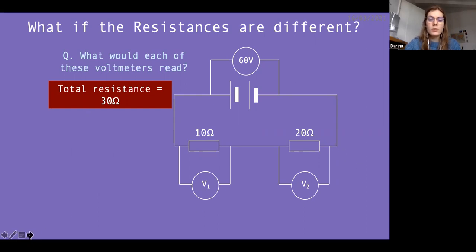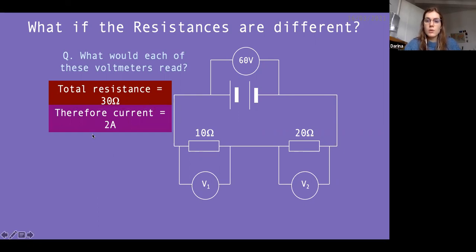So first you work out the total resistance, that's 30 ohms. Therefore, the current equals 2 A. Remember, you're using your triangle, you're working out your current, that's going to be V over R. So V 60 over 30 equals 2. That means the current in your circuit is going to be 2 amps. And when you're going around, that means that the current flowing through the 10 ohm resistor and 20 ohm resistor are both going to be 2 amps, because we've just looked at in series circuits, the current doesn't change.